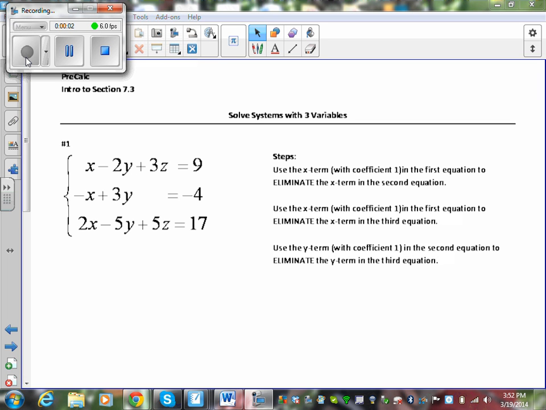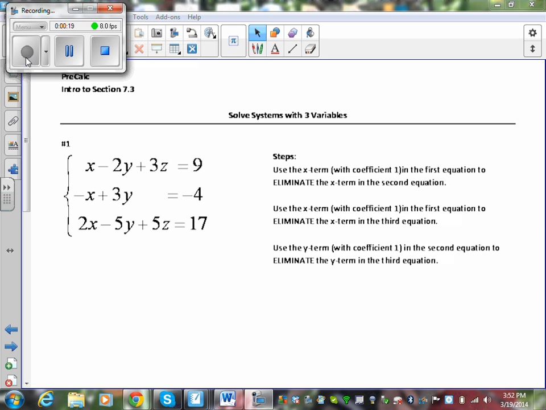You should have all received the handout from my substitute. This is Intro to Section 7.3. We're solving systems, except this time you can see that we have 3 equations and 3 variables that we're solving for. So we have the steps written out on the top right-hand side, and we're going to go through that first. All right, here we go.